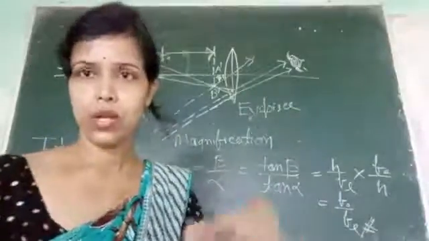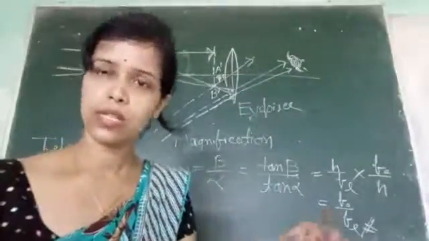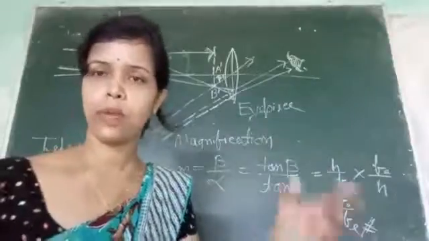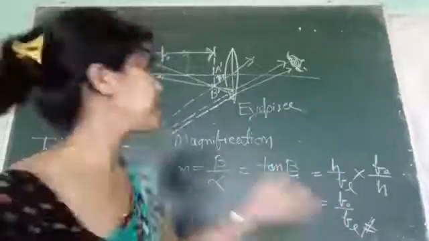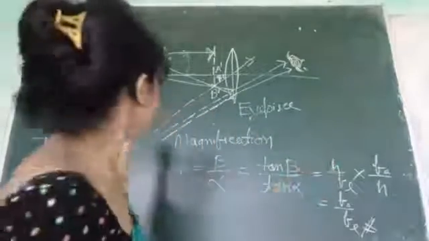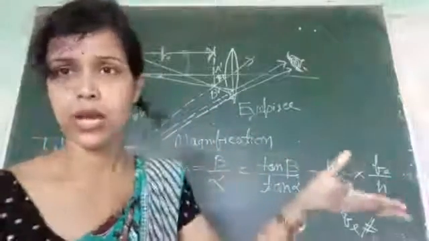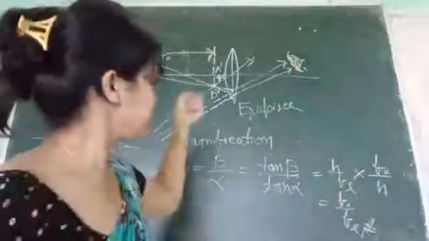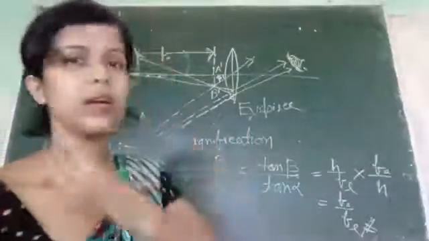So it is actually not critical. It is similar to the compound microscope. The only difference is that here the objective has the larger aperture as well as larger focal length, and the eyepiece has the smaller aperture.